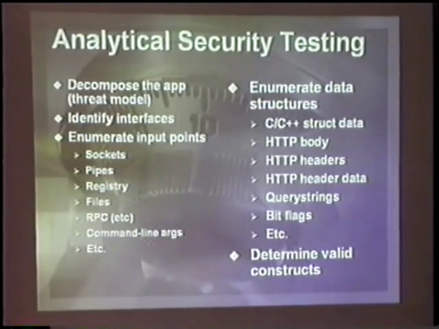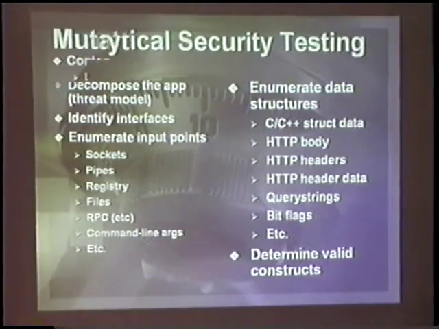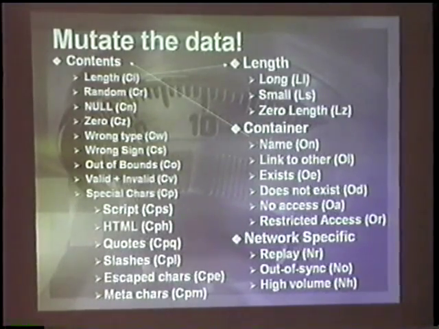Then look at the input points. Look at the data structures that are being used. And then document the valid data structures. Once you've done that, start mutating the data. And this is like a taxonomy of ways of mutating the data. So an example, let's say you've got an app that consumes a file. So that's a container. A container has a name, the file name. So jump over its contents. Make the file name long. Or change its length, jump over to length. Make it too long, make it too short. Make it 0 length. Make it random, make it null, make it 0. Back to the container again.